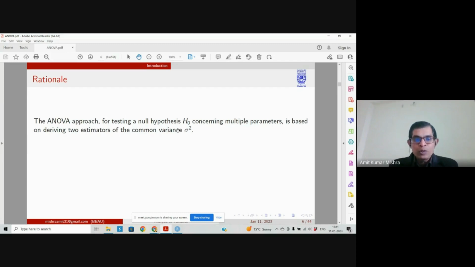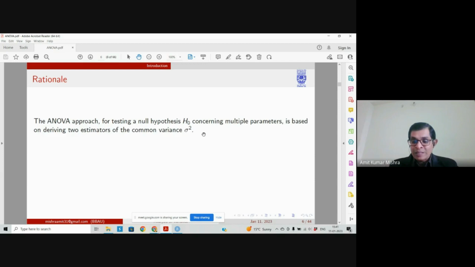So the ANOVA approach for testing a null hypothesis H naught concerning multiple parameters is based on deriving 2 estimators of the common variance sigma square. We have assumed that all the populations have a common variance, sigma square, which is unknown to us. So we are going to find 2 estimators, that means 2 formulas based upon the data which will estimate sigma square.